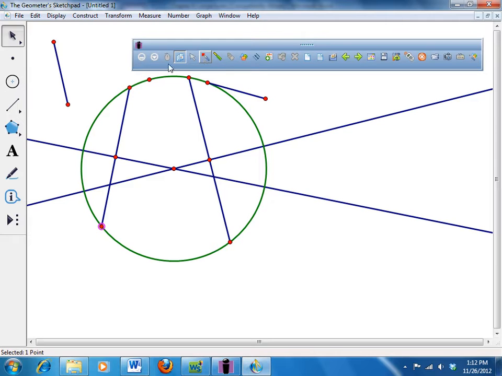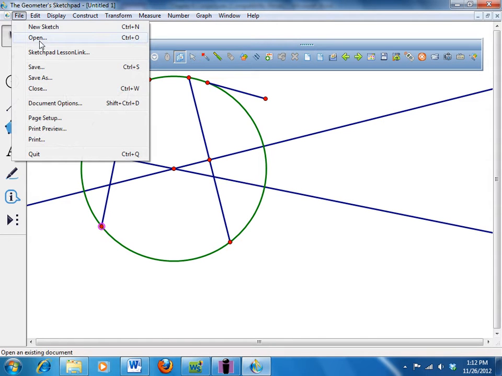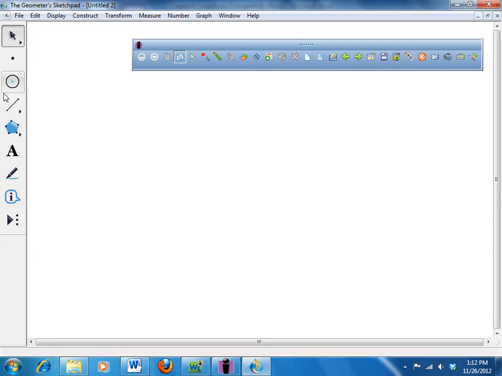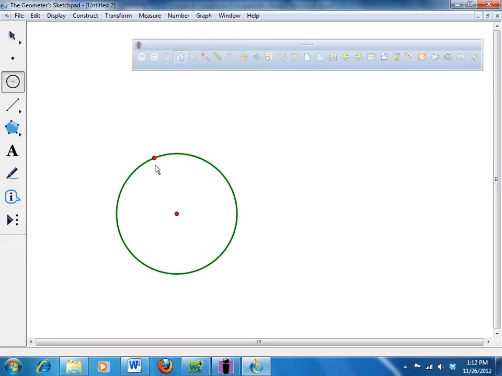So you'll have some problems like this. They'll say, new sketch. They'll say, find the center of this circle. And you go, oh, there it is. But no, that's not the way you do it. It gives it to me. But let's do it a little bit differently.